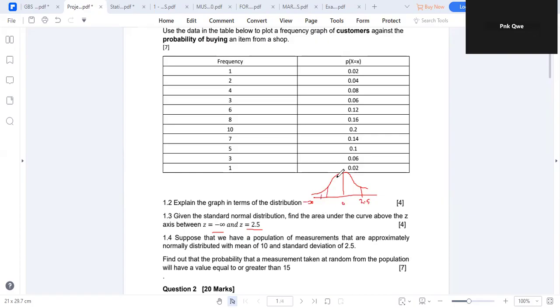Okay. Who remembers? Is the shading big or small? It's big. So what are we going to do? We're going to subtract. We subtract from 1. So why are we subtracting from 1?